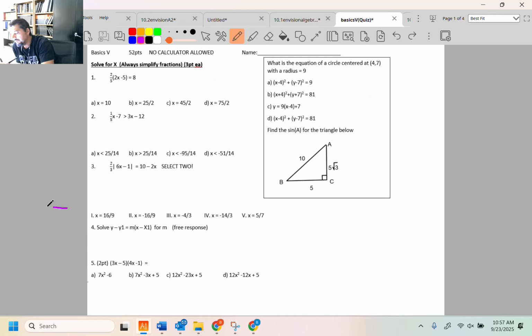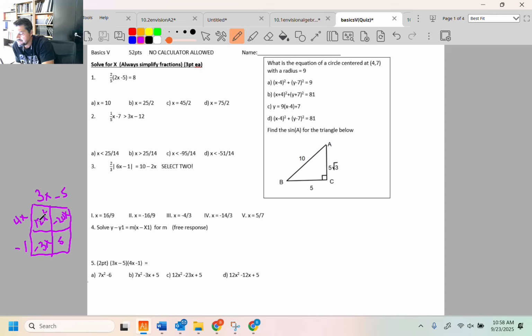You know what? Maybe FOILing doesn't make a lick of sense to you. Let's do a box. Let's make one side 3x and negative 5. And let's make the other one 4x and a negative 1. 3x times 4x is 12x squared. 4x times negative 5 is negative 20x. Negative 1 times 3x is minus 3x. Negative 1 times negative 5 is 5.